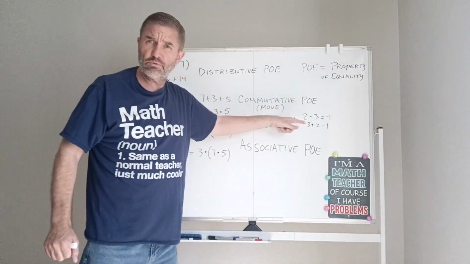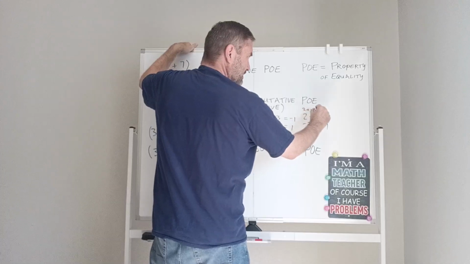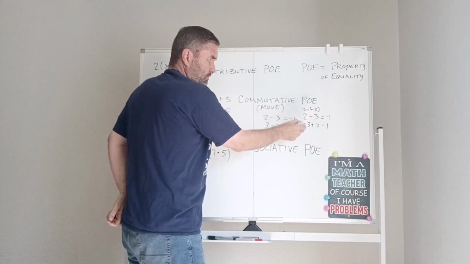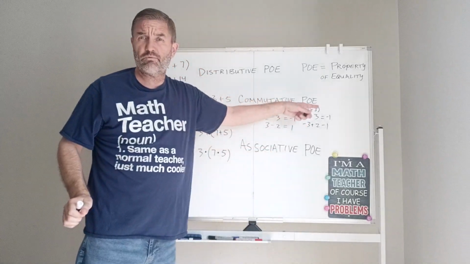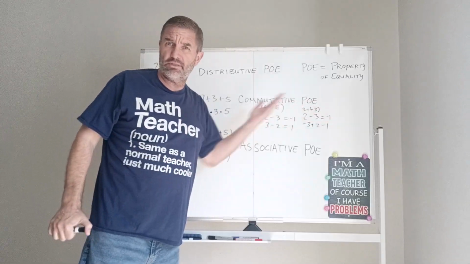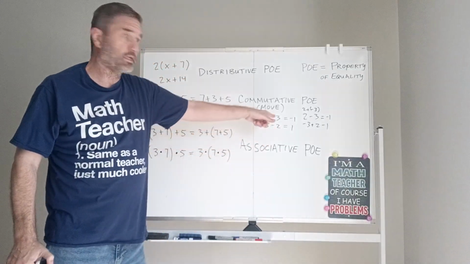As long as the negative moves with the number, what we really did is write that as 2 plus negative 3. See that? Now it's addition, and then the negative 3 moves over here. We really did the commutative property of addition there, even though a negative was involved, because you can move any number around, even a negative number, as long as the negative stays with the number. If you move just the numbers, that doesn't work. So be very careful with that.